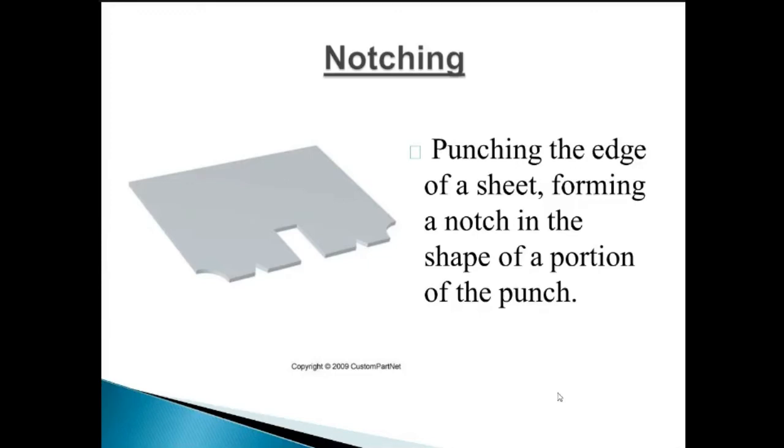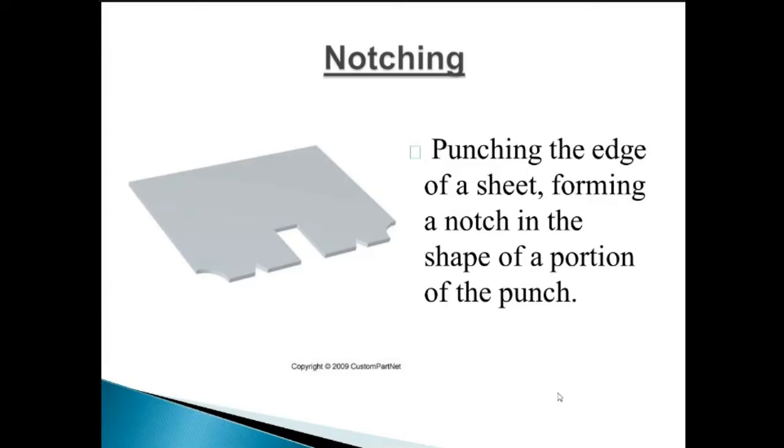Punching the edge of the sheet, forming a notch in the shape of a portion of the punch. In notching, we generally cut the edge of the sheet metal into different shapes as per the requirement or as per our designs. That process is called the notching process. If you look at these figures, we use different kinds of punches. One is the circular punch, another is the triangular punch, and another is a rectangular punch. With the help of that, we do the notching operation on the corner or edge of the sheet metal.